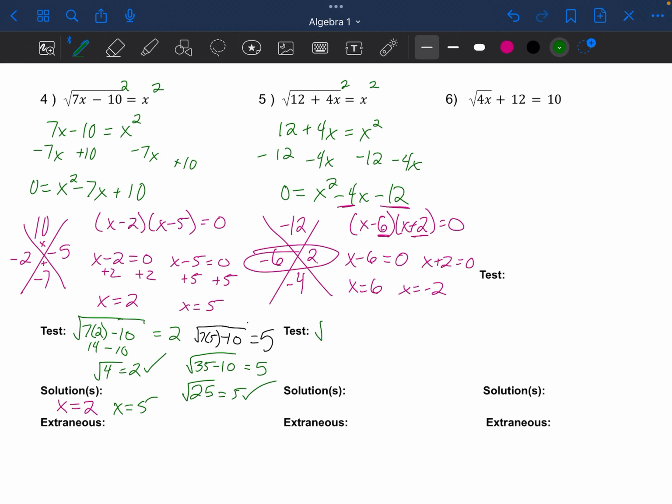So all the way back to the beginning. The square root of 12 + 4(6) equals 6? 4 times 6 is 24. 24 plus 12 is going to be 36. And the square root of 36 does equal 6. That one checks out. x = 6 is one of our solutions.